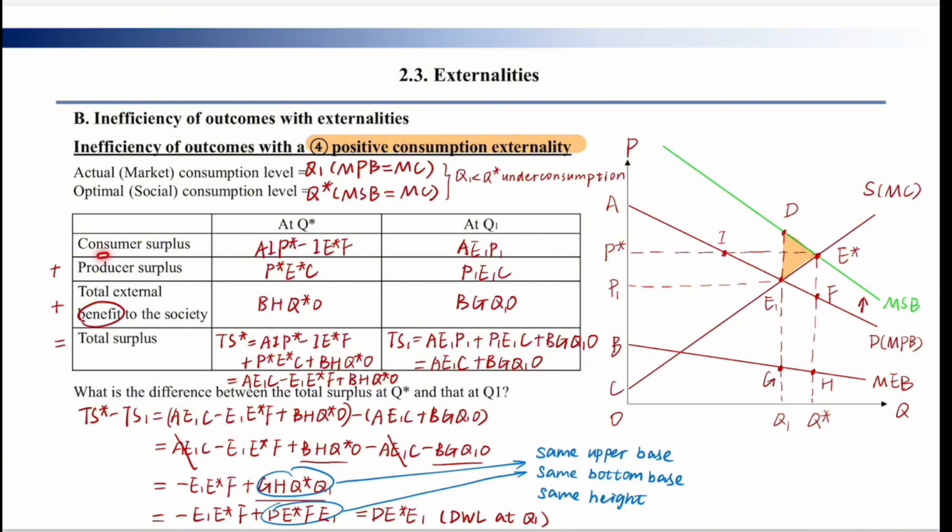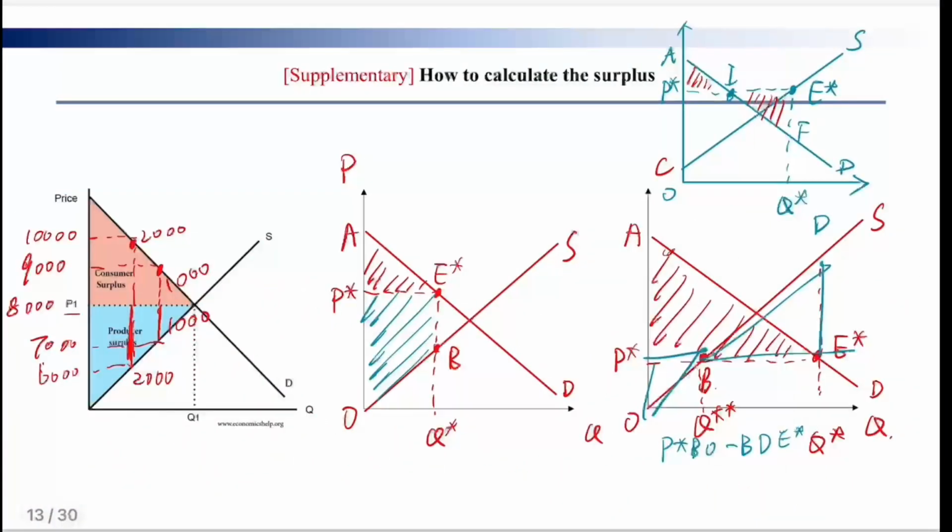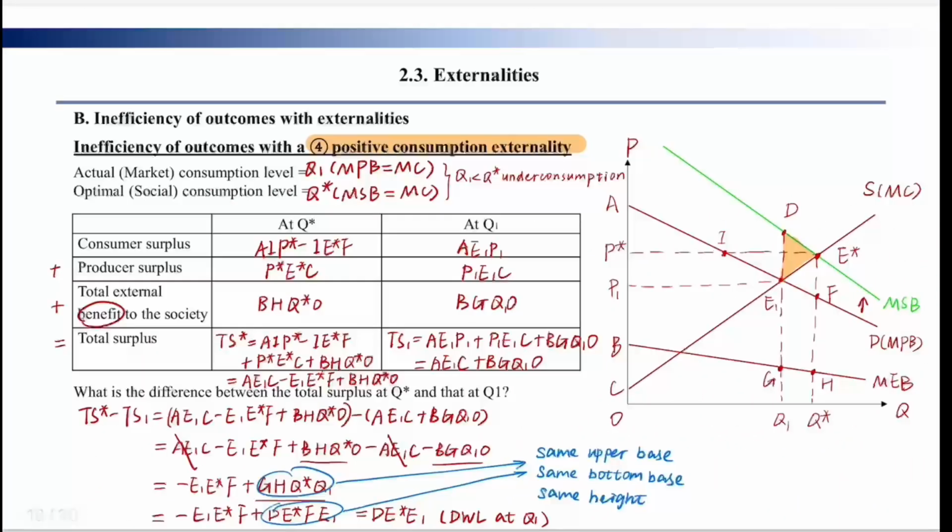And let's calculate the consumer surplus, the producer surplus, the total external benefit to the society, and the total surplus. So firstly, we calculate at Q star level. At Q star level, we don't need to consider the right-hand side of Q star level. So the consumer surplus is this one minus this one. Okay. If you don't understand, you can take a look at this slice. And the producer surplus is this big triangle. And the total external benefit to the society is this big trapezoid. Okay, the total surplus is this one plus this one plus this one.